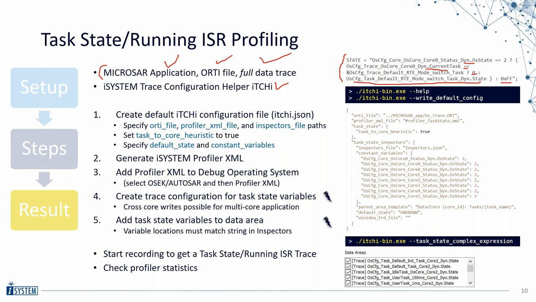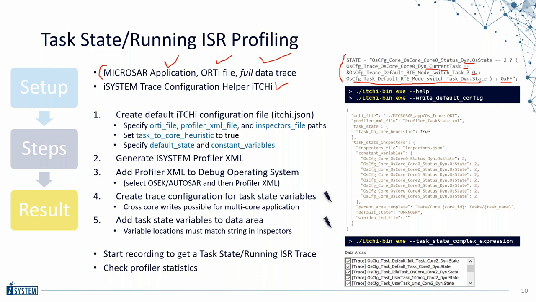So that's what's shown here on the right side. And then I will talk about the different configuration steps that are necessary. So we have to specify the RTE file, profiler XML, inspectors file. I will talk about what the inspectors file is used for. Task to core heuristic, we set that to true. That basically means that iSYSTEM is able to figure out which task to which core a task is mapped automatically.